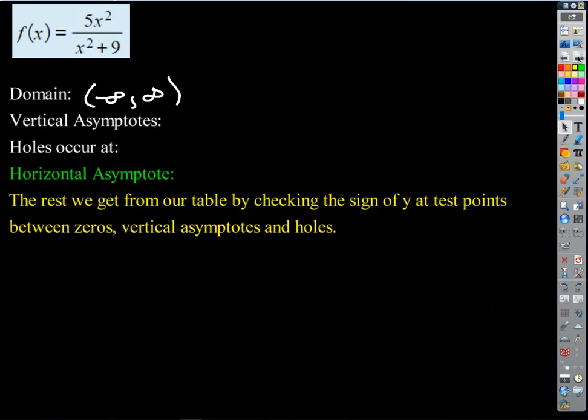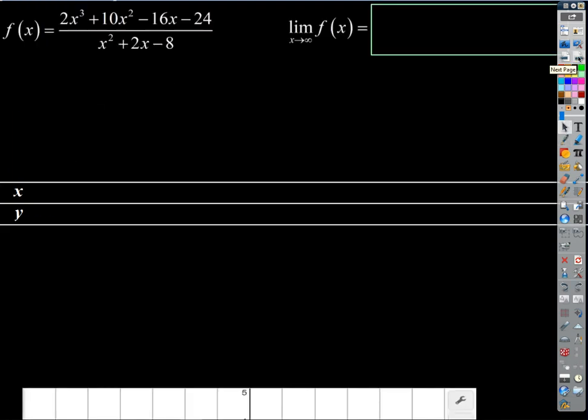So if we summarize this: vertical asymptotes, none. Holes occur nowhere. Horizontal asymptote, yeah, we did get that, y equals 5. Okay, last one. One more example. Let's look at this one.